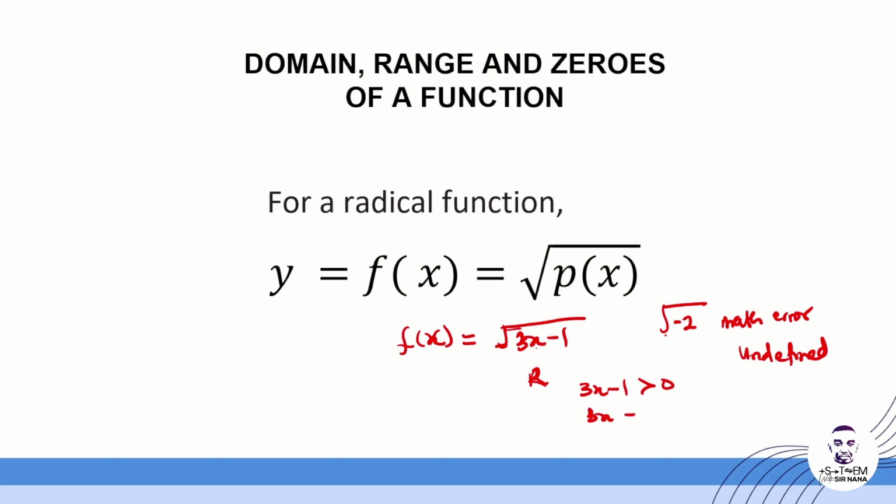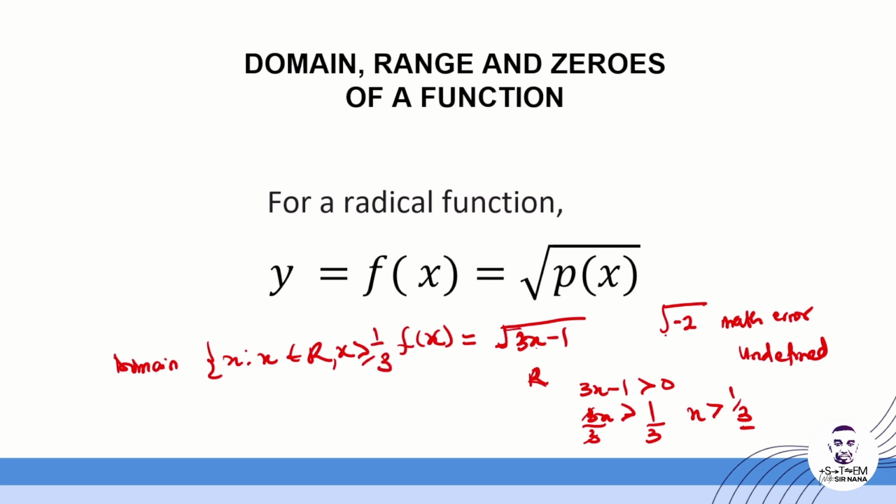So 3x will be greater than or equal to 1, right? When we move 1 across the equal sign, we divide both sides by 3, right? So it means that x is greater than or equal to 1 over 3. So we can say that the function here is going to be real, and the domain is the set of all real numbers x such that x is greater than or equal to 1 over 3.